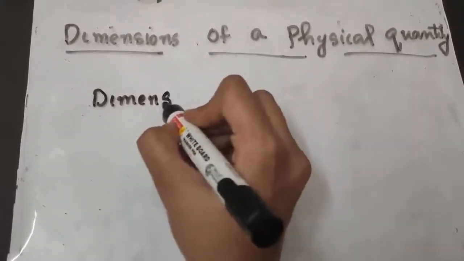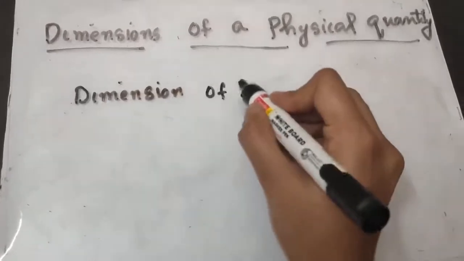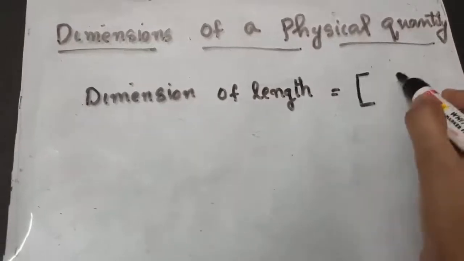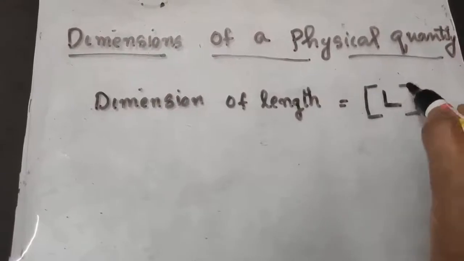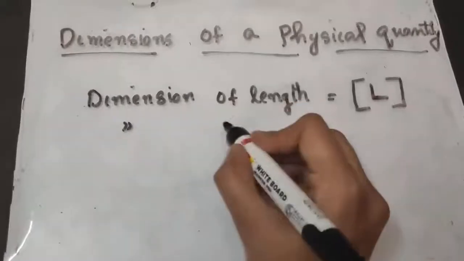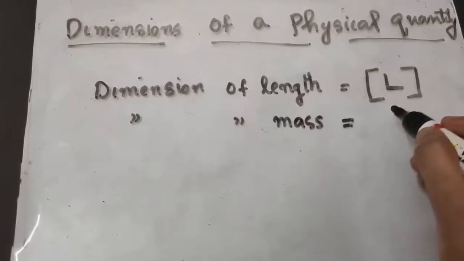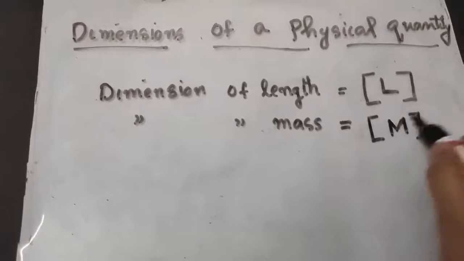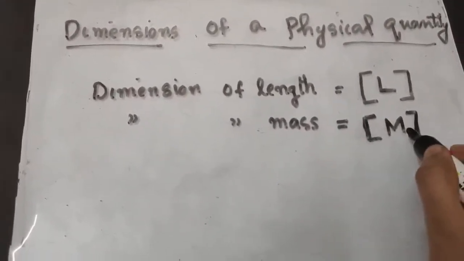We know length is a fundamental quantity, and the dimension of length is represented by a square bracket, and we write L to denote the length. And what is the other fundamental quantity? Second one is mass. Mass is the second fundamental quantity, and its dimension is denoted by capital M, written in square bracket. This represents the dimension of mass.